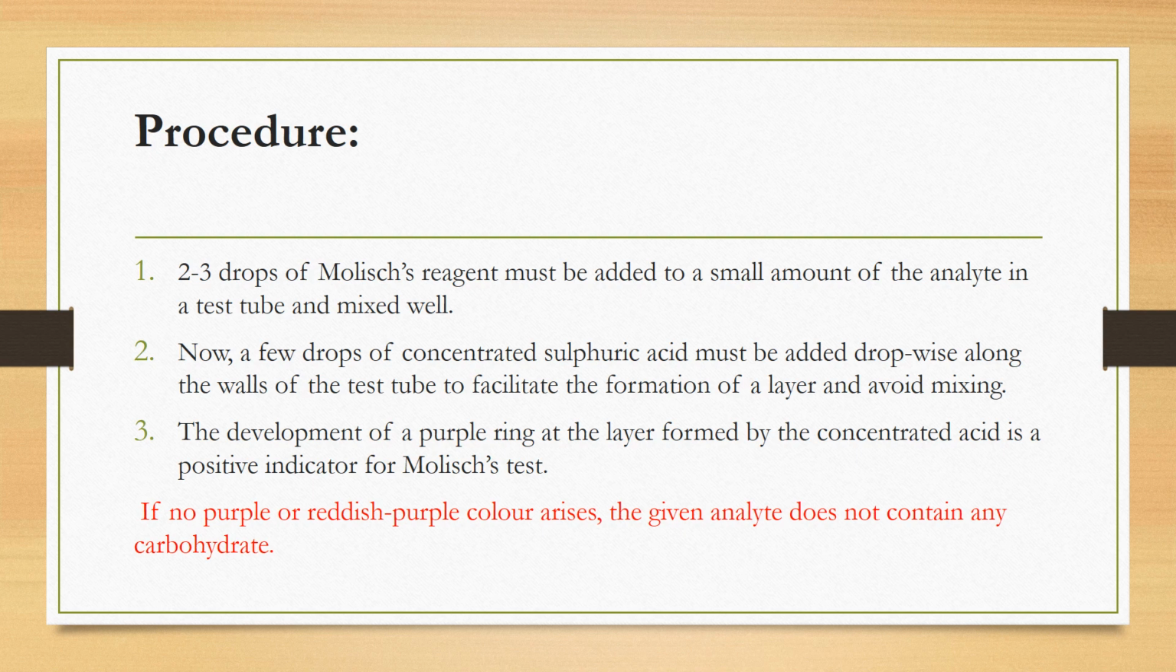Number 2, a few drops of concentrated sulfuric acid must be added dropwise along the walls of the test tube. We put drops of concentrated sulfuric acid on the walls of the test tube to facilitate the formation of a layer.